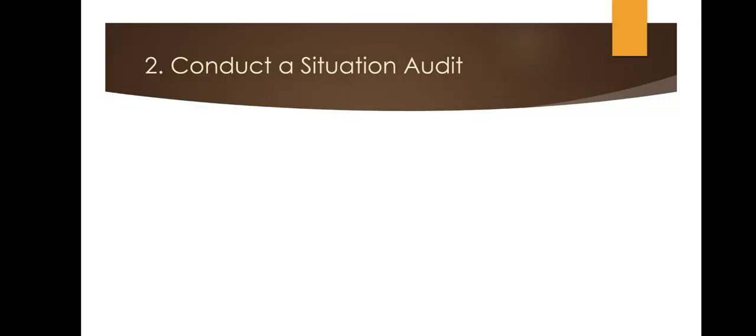The second process is to conduct a situation audit. After developing a mission statement and setting objectives, the next step in the strategic planning process is to conduct a situation audit, an analysis of the opportunities and threats in the retail environment and the strengths and weaknesses of the retail business relative to its competitors. The elements in the situation analysis are the market factors, the competitive factors, the environmental factors, and the analysis of the strengths and weaknesses. Now let us study one by one these elements of the situation audit in detail.